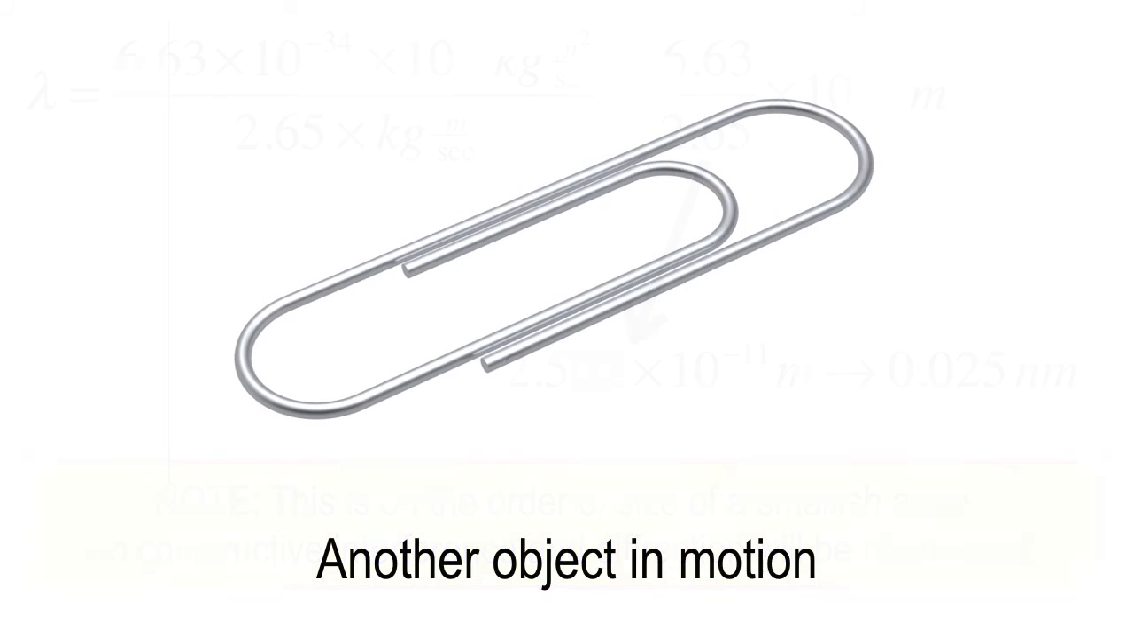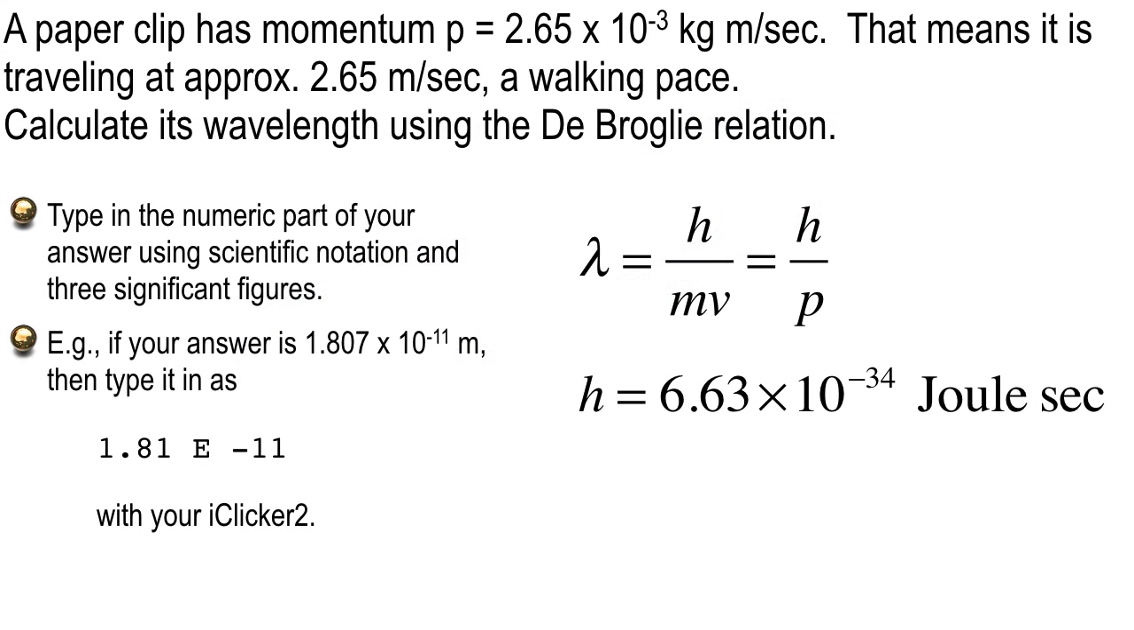But how about this? How about an everyday object, a paperclip? Paperclip is usually about 1 gram, so let's work out this problem. Here we go, calculation number 2. And this is going to be way different, and I'm going to ask you to answer in scientific notation. So hit the refresh button and get ready for this question. Paperclip, the mass is a gram. So if you're going 2.65 meters per second, your momentum is 2.65 times 10 to the minus 3 kilogram meters per second. All right? Calculate its wavelength.